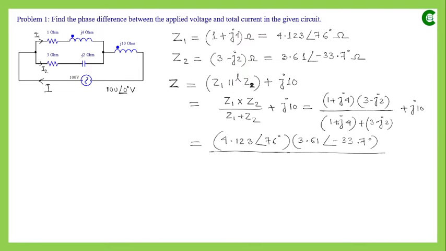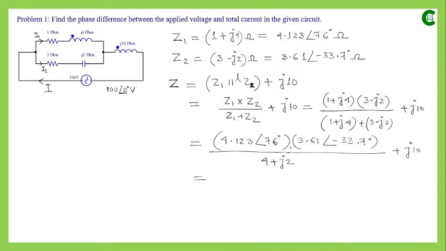So simply their real values will be added, so 3 plus 1 will be 4, and their imaginary parts will be added, so j4 minus j2, simply it will be plus j2, and then here plus j10. Now 4.123 is the r part and this is the theta part, and this is the r part and this is the theta part. So simply the r parts will be multiplied with each other.